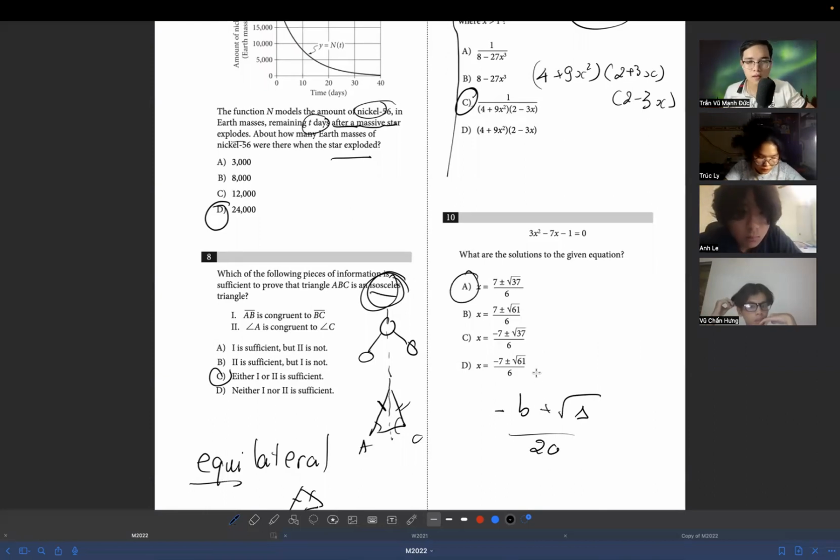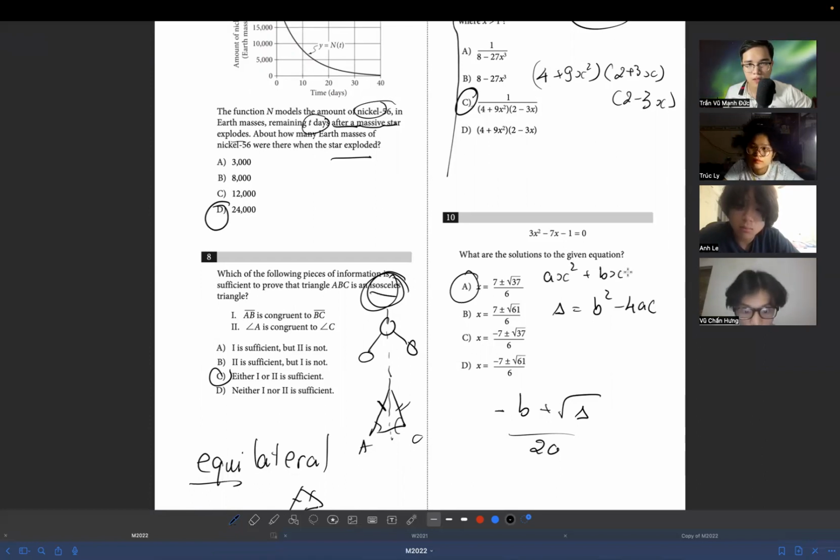If you forget how to solve a quadratic equation, this is how you solve it. Delta is equal to b squared minus 4ac, where a, b and c come from ax squared plus bx plus c equals 0. Then x equals minus b plus or minus the square root of delta, over 2a.